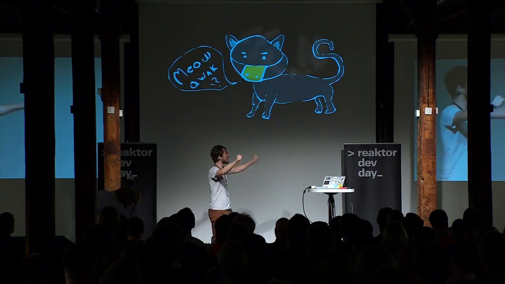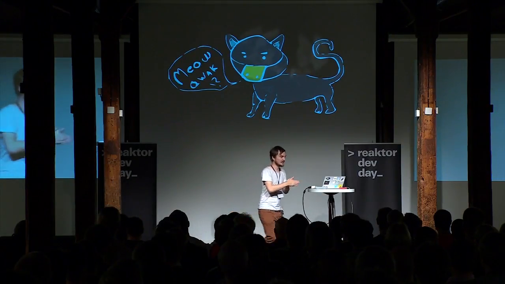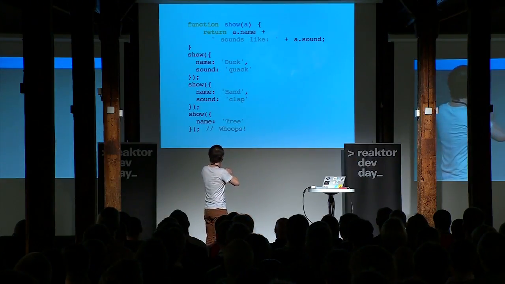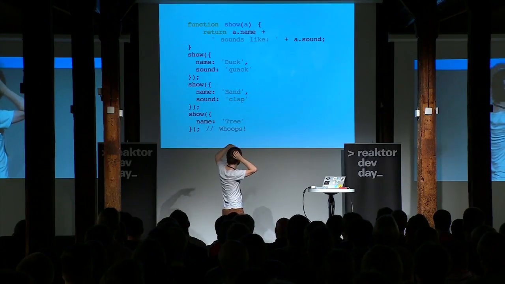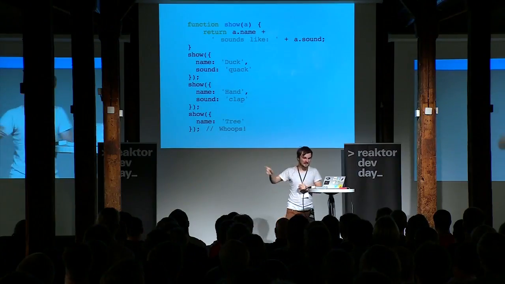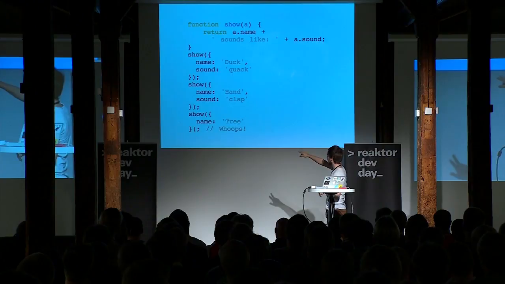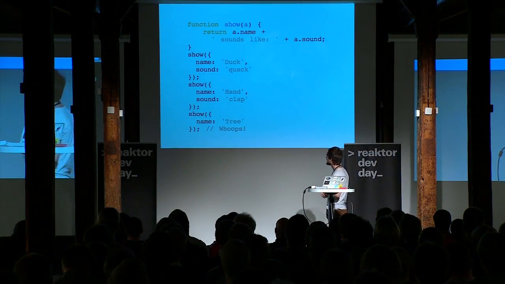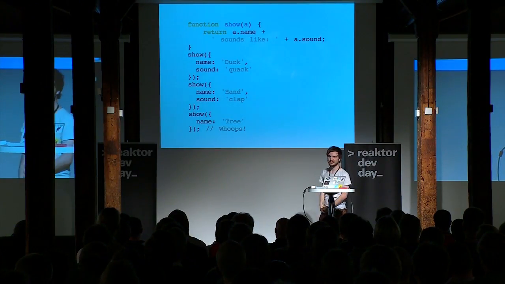So duck typing is a feature, right? We've got a duck here. Good looking duck. So here we've got a function. It takes an a, and it returns back a string. So we've got a.name and a.sound. Now look at the bottom example. We're passing in a tree. A tree doesn't have a sound.